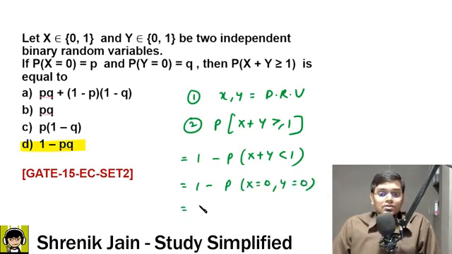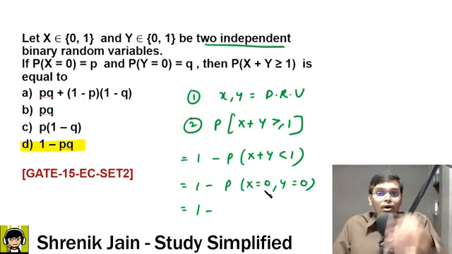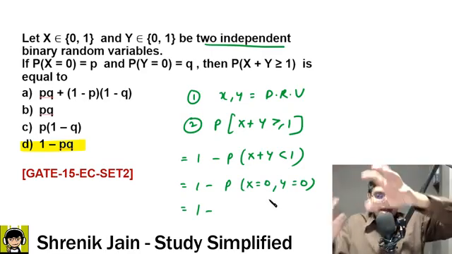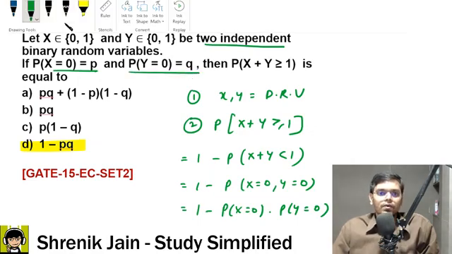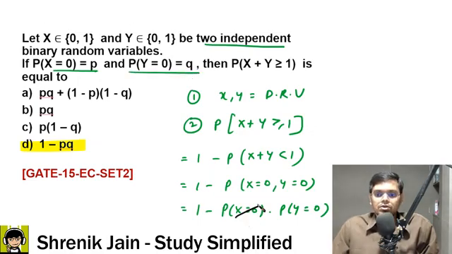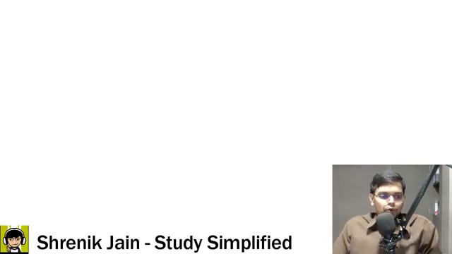Then finally I can say that since they are independent, this intersection is converted into multiplication. X is 0 and y is 0, that 'and' can be split as a multiplication. So P of x is 0 into P of y is 0. P of x is 0 is p, and P of y is 0 is q. So I hope everyone understood why the answer is this. Just substitute p and q here and you will get 1 minus pq. Isn't it easy? Now to the next question.